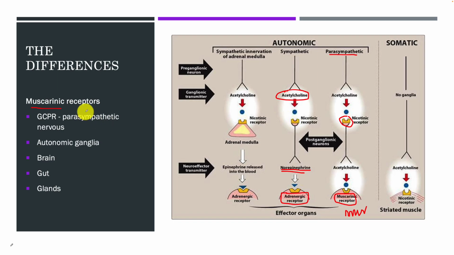And the G-coupled protein receptor is in the brain, the gut, and the glands. They're all over the body. Lots of them in here, lots of them in here, helps with digestion. Lots of them in here, like glands, with your salivary glands when you salivate. So just different locations, and they both belong to the same family. They have a slightly different structure, and they also have different signaling, but the common thread is this acetylcholine.